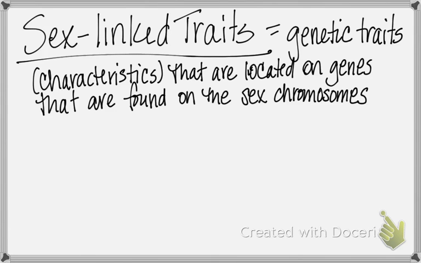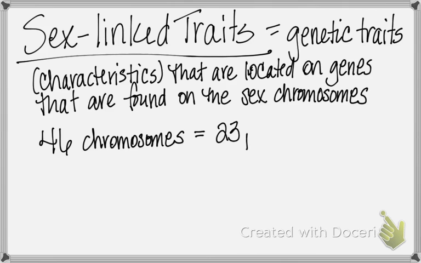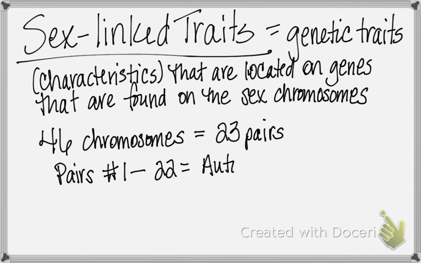How many chromosomes does a human have? 46. We have 46 chromosomes, and they come in pairs. So that means we've got 23 pairs. Pairs numbers 1 through 22, we call those autosomes.